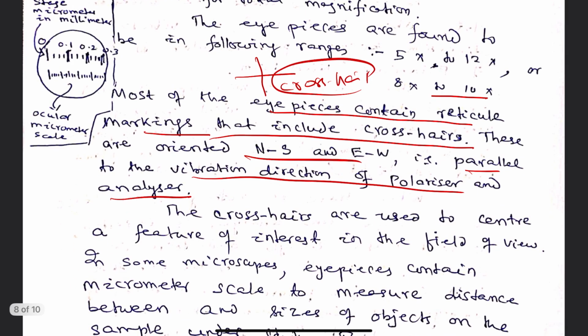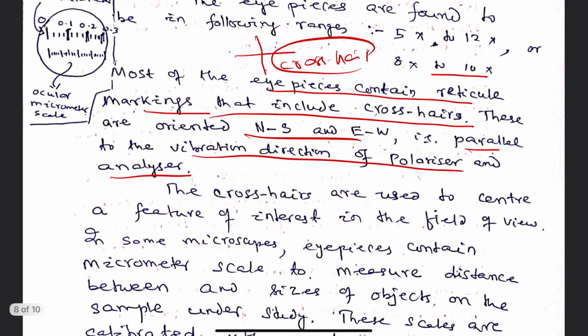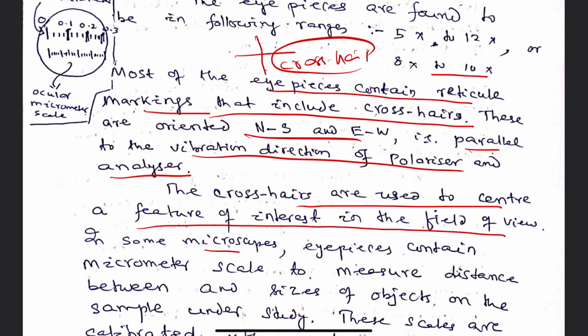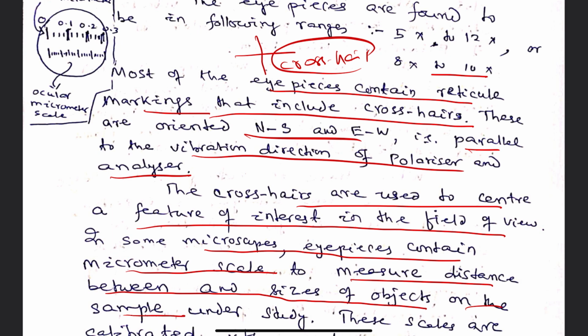Also, in some cases, the crosshairs are used to center the feature of interest in the field of view. In some microscopes, the eyepiece contains a micrometer scale to measure distances between and sizes of the objects on the sample under study. So we have the sample on the stage, and different features present in this slide, their size, length, and breadth, can be identified by this micrometer scale.